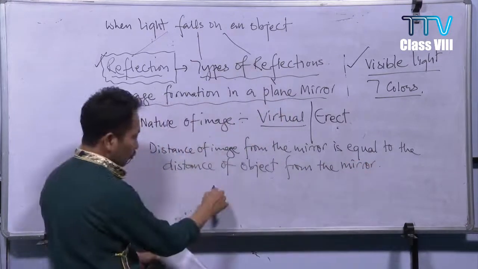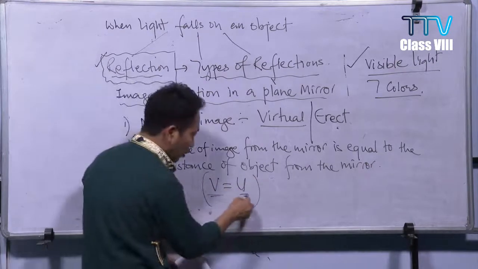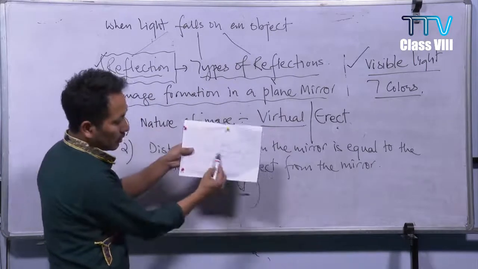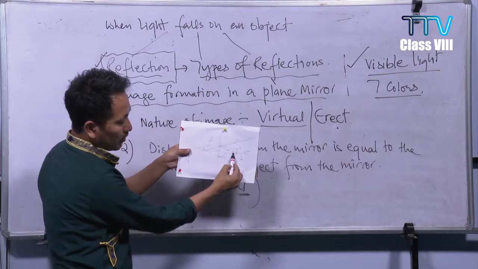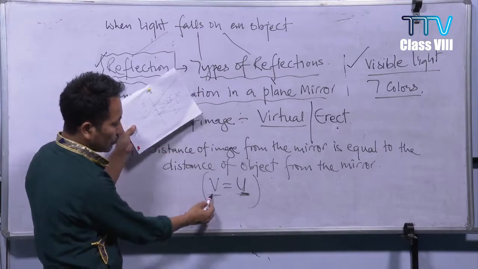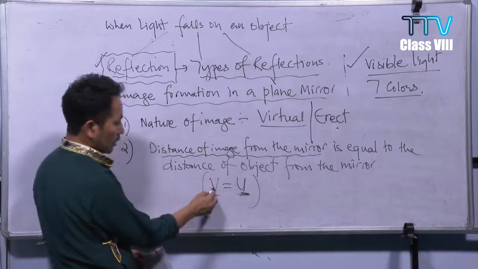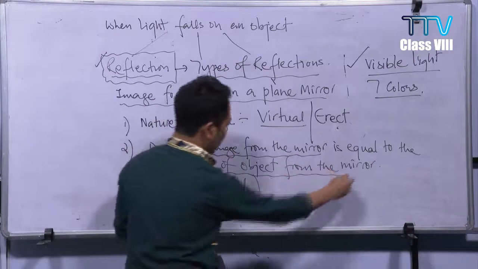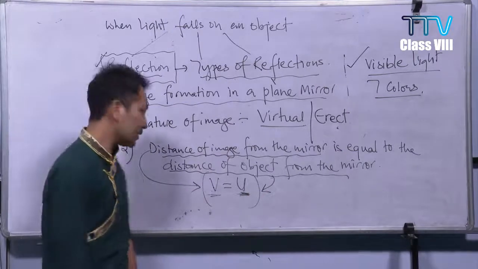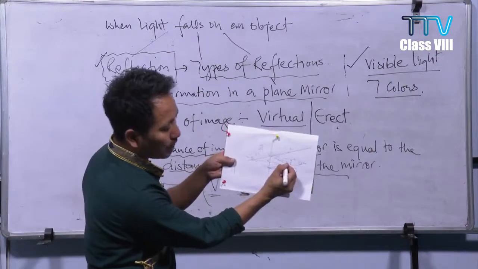We can write it as v is equal to u. Here v is the distance of the image, and u is the distance of the object. That's the distance of the image from the mirror. The distance from the mirror to the object is u, and the distance from the mirror to the image is v. They are always equal and the same.